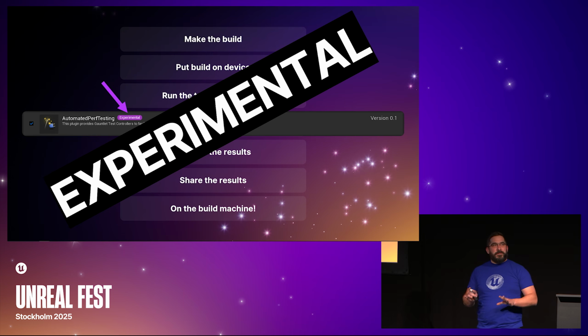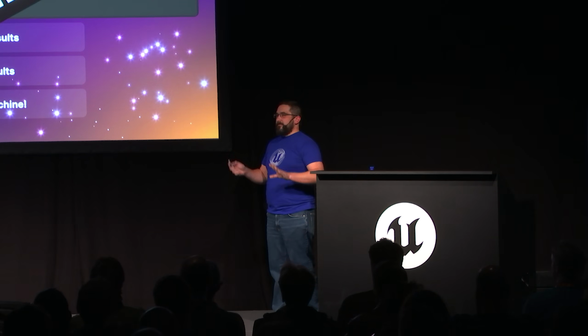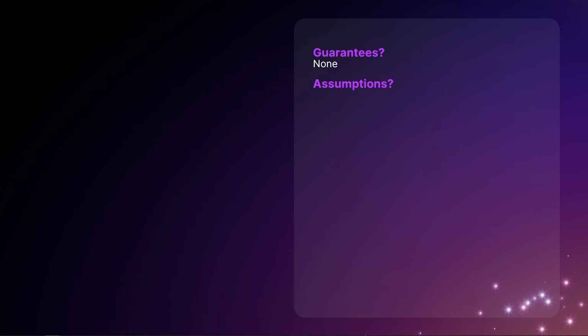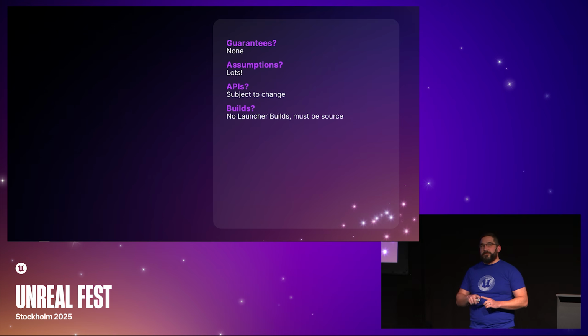I've got a couple of people that are like, oh yeah, we found it and we started poking around. Great. There's still some stuff we've got to work through, right? There are not a lot of guarantees. There are a lot of assumptions that are getting made about how you want to do things. The APIs, as always with anything experimental, are subject to change without notice. The builds, so it turns out with 5.7 we can do content-only projects, but you must be building from source. We still can't do it with launcher builds. But we'll talk about some of that in a second.